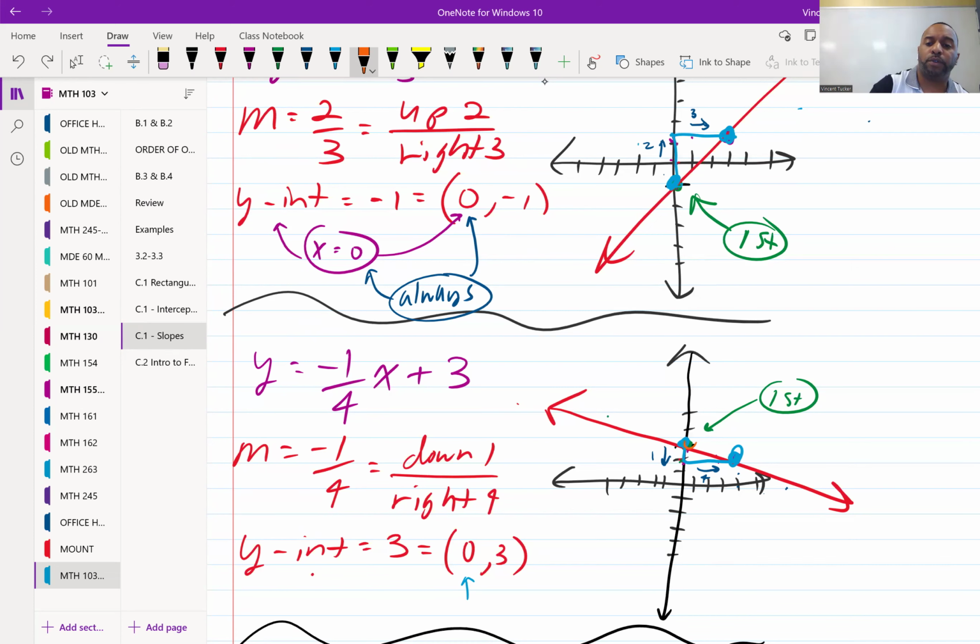So you graph your y-intercept first, right here. You're just going up 3 on the y-axis. That's the x-axis, y-axis. And then from there, you go down 1, right 4, and that'll give you a second point.